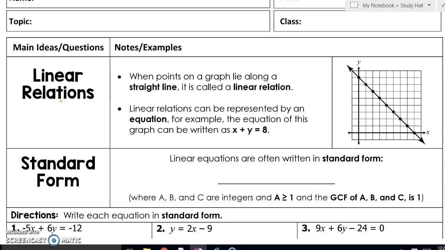So linear equations are often written in standard form, which is ax plus by equals c. And that form doesn't really tell us much. So for example, slope-intercept form tells us the slope and the intercept. Point-slope form tells us the point and the slope. This form doesn't really tell us much, but a lot of times you will see equations given in standard form.